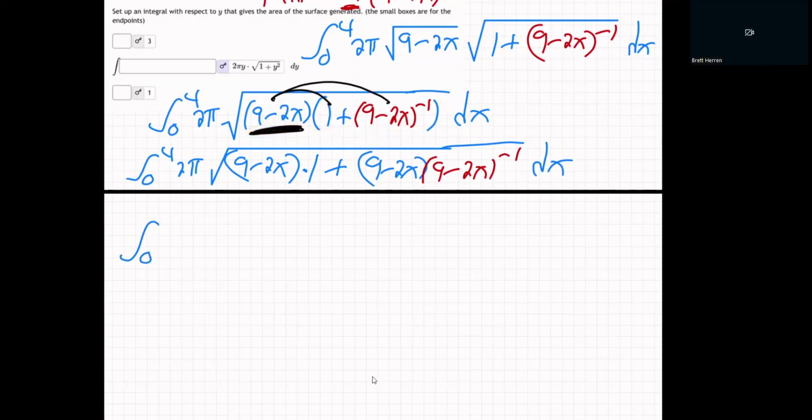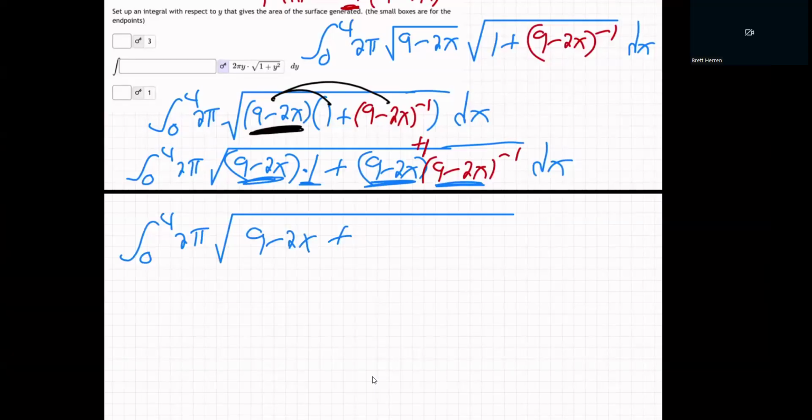And so, almost got this first part. Second part will be a lot easier. And then we've got, okay, 9 minus 2x times 1. That's easy. This is 9 minus 2x plus. Now, what happens here? 9 minus 2x times 9 minus 2x to the minus 1. Remember, this is an invisible positive 1 power, right? No powers on it, so it means positive 1. Powers add, going to be 0. Going to be 9 minus 2x to the 0. That whole thing's 1.